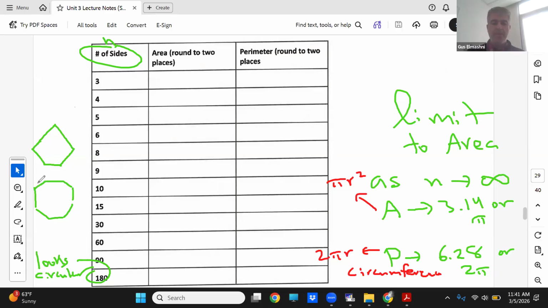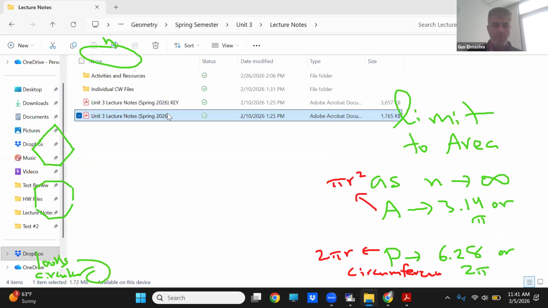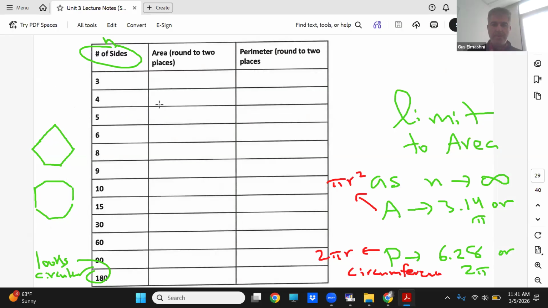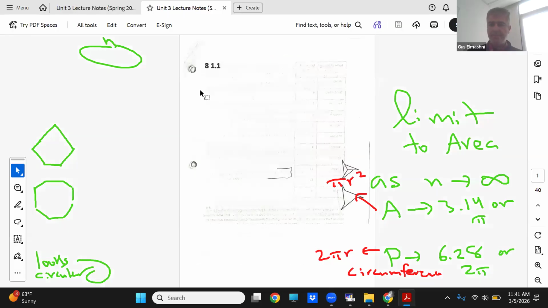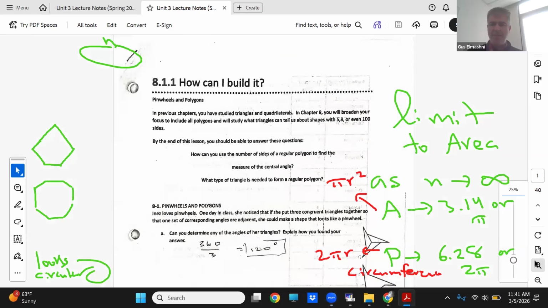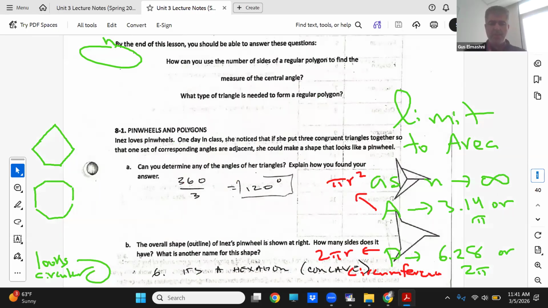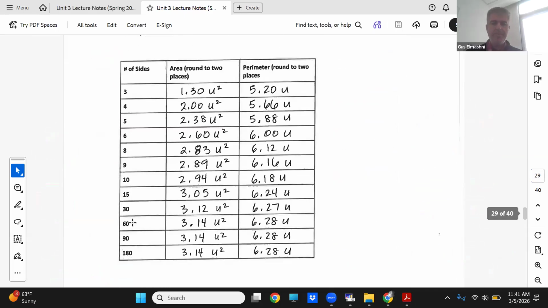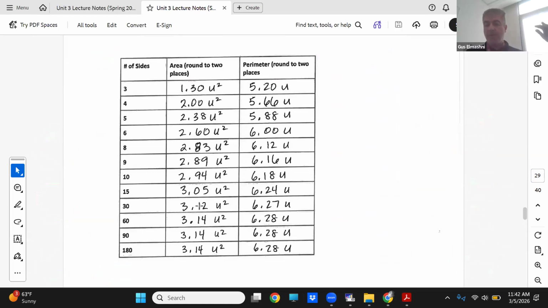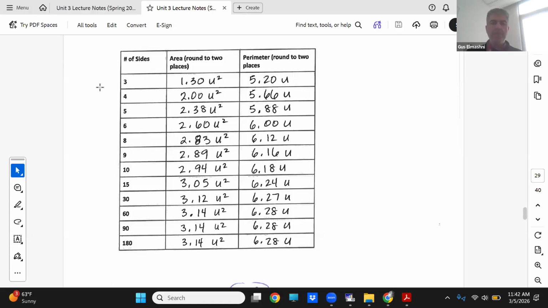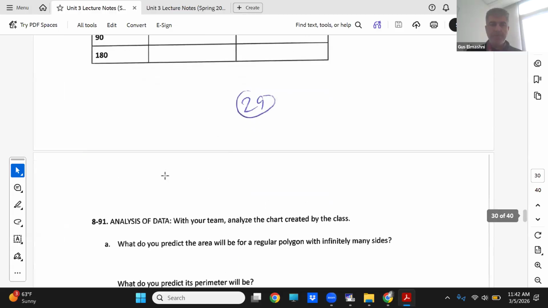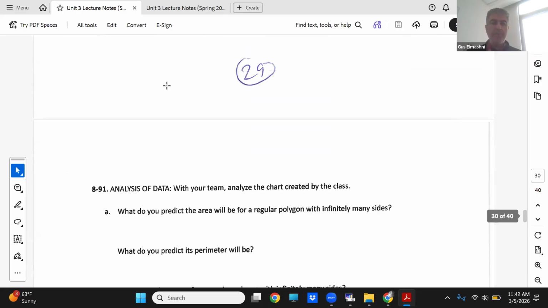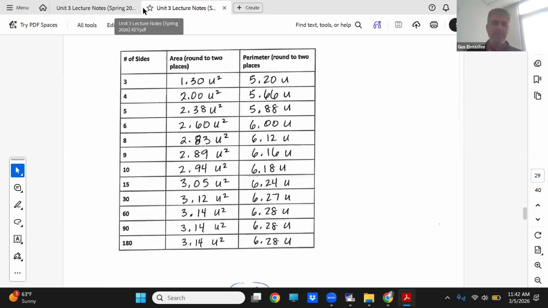Because ultimately these are starting to look more and more circular. And if I show you the true answers, here are the true answers. Feel free, if you copy what's on the board, it's all good. Some of them are a little off. It's okay. Here are the true answers. You can see it steadily increases, but it eventually tapers off as we get to 180 sides. Okay, so move on to the next page.